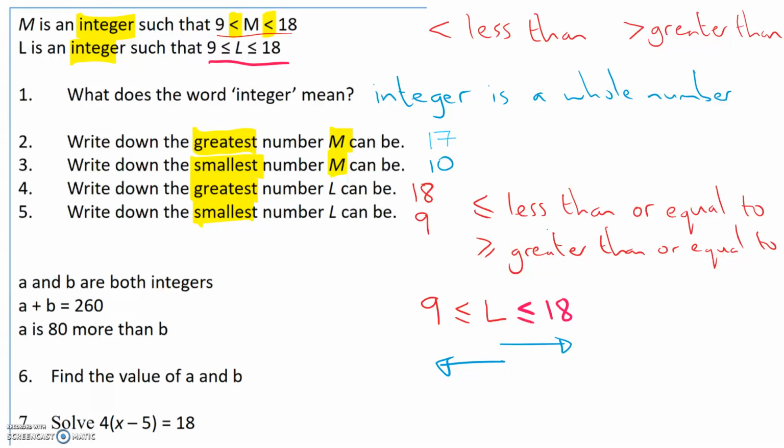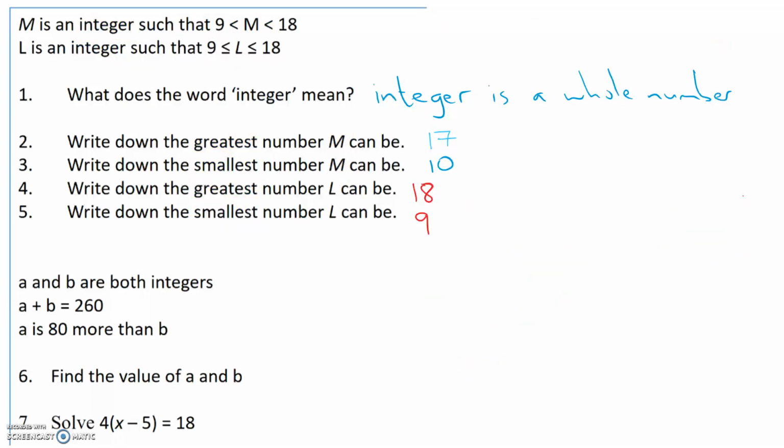Right, 1, 2, 3, 4 and 5, done. Right, let's clear some space and look at question 6. A and B are both integers, whole numbers. A plus B equals 260. A is 80 more than B. Find the value of A and B.